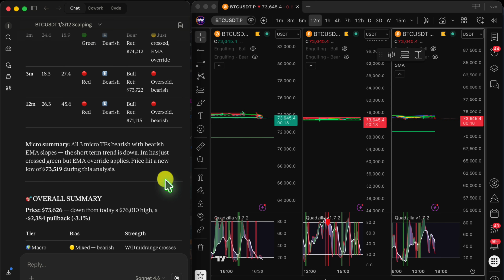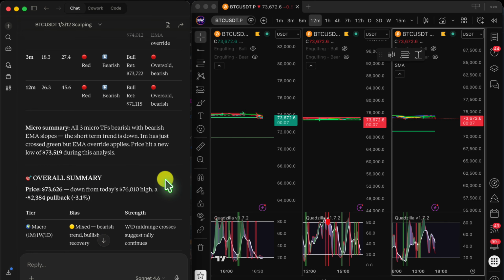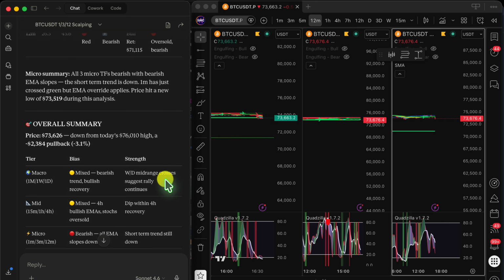Okay, so the micro summary is all 3 micro timeframes bearish with bearish EMA slopes. The short-term trend is down. 1 minute has just crossed green, but EMA override applies. Price hit a new low of 73,519 during this analysis.